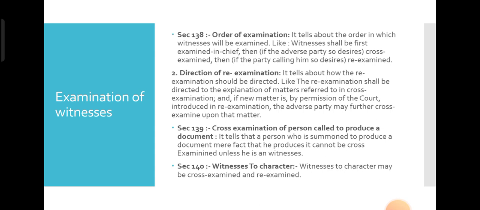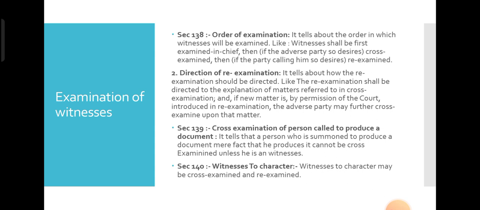Now section number 139, which tells about the cross examination of a person called to produce a document. This means that a person who is summoned to produce a document will not be cross examined unless he is a witness. If any person is summoned to produce a document only, he will not be considered a witness, and if he is not considered a witness, then he would not be cross examined.